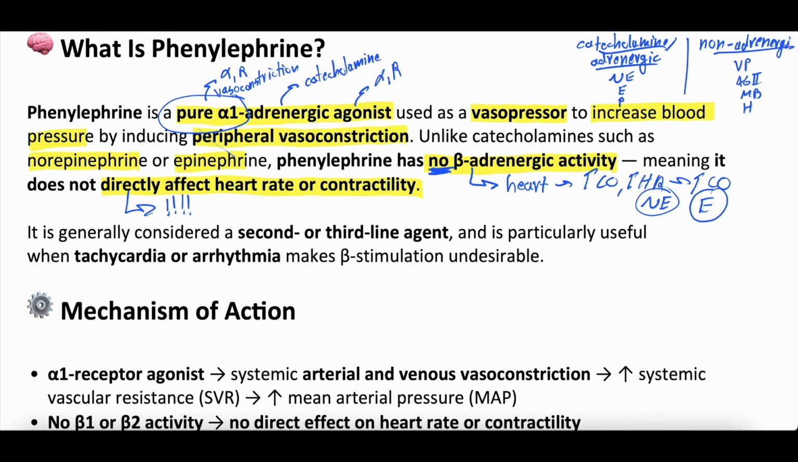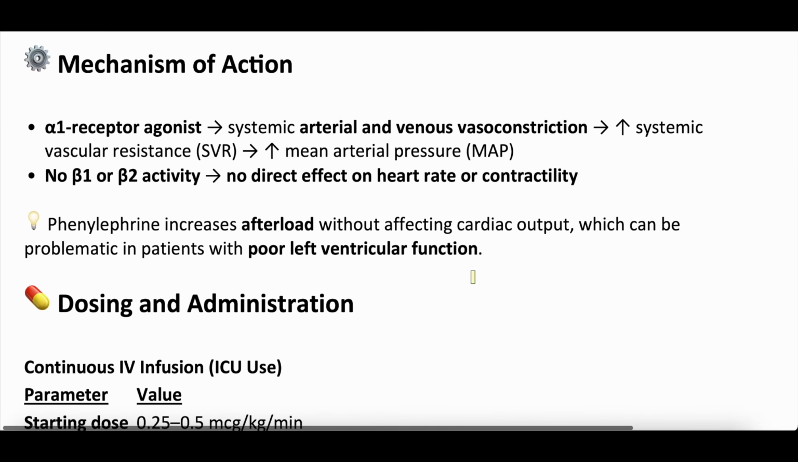So in general, phenylephrine is considered a second or third line agent. This is for things like septic shock. In the operating room, anesthesia tends to use phenylephrine more than our job as intensivists in the ICU tend to use it. There are some particular times in which we do grab for it, though, which again, we'll talk more about. It's particularly useful when tachycardia or tachyarrhythmias make the beta stimulation undesirable. More to come.